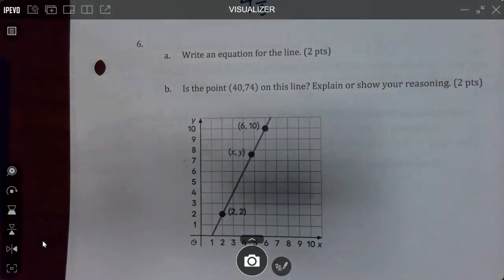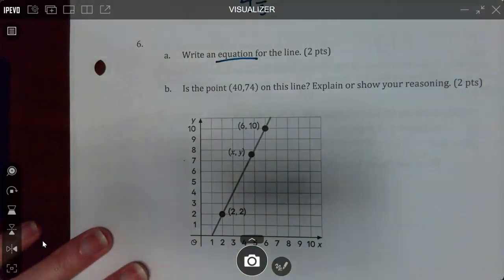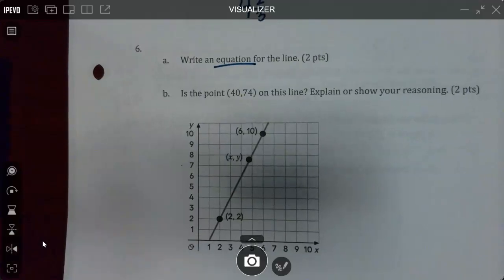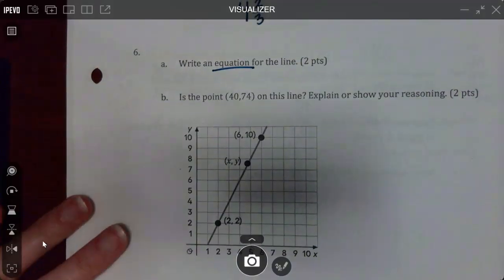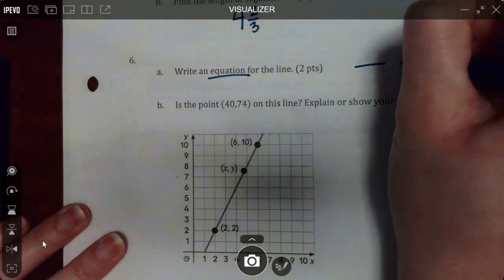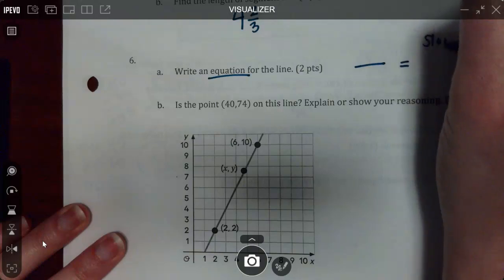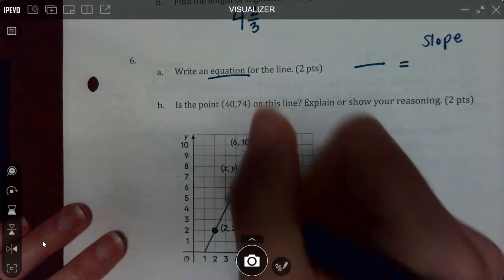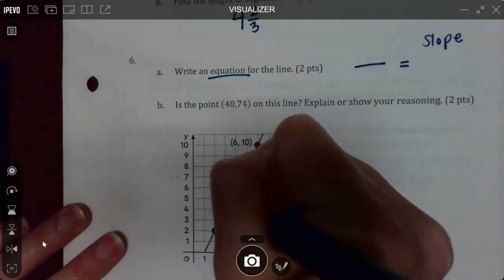Remember, we talked about if it's an equation, there has to be variables. Some of you did a really great job finding the slope, but then you didn't know what to do after that. You didn't have any variables to make it an equation. So I need to have a fraction equal to the slope. Okay? To do that, I need to make a slope triangle, which we have done.